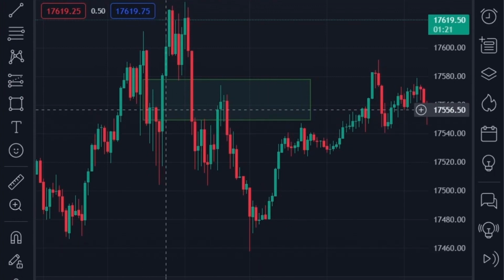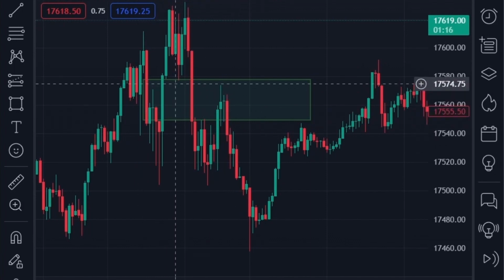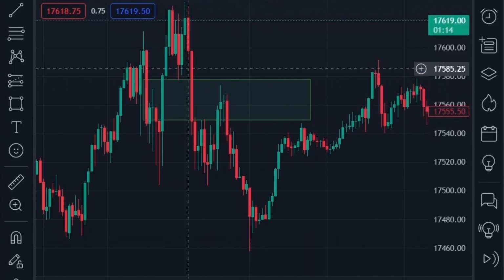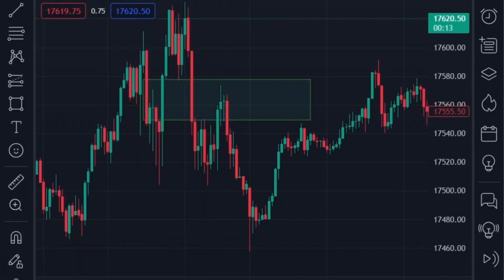An inverse fair value gap is basically a fair value gap that does not support price, and the price closed below the fair value gap. For example, let's take a look at this fair value gap formed by this body. The candle then goes down and breaks through the fair value gap without any sign of it trying to retrace back, and it becomes an inverse fair value gap.